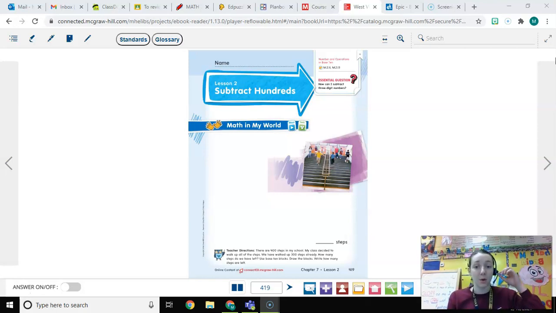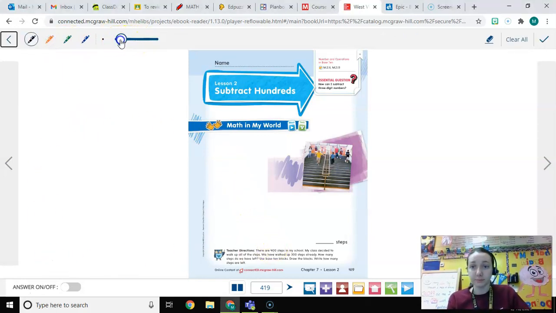There are 400 steps in my school. My class decided to walk up all of the steps. We have walked up 300 steps already. How many steps do we have left? We're going to draw this picture with base 10 blocks, and then we're going to figure out how many are left.